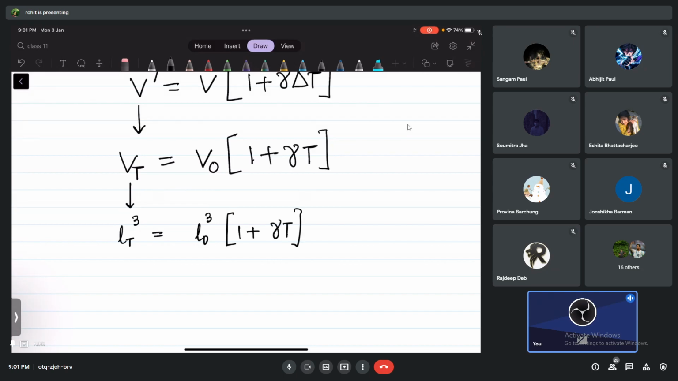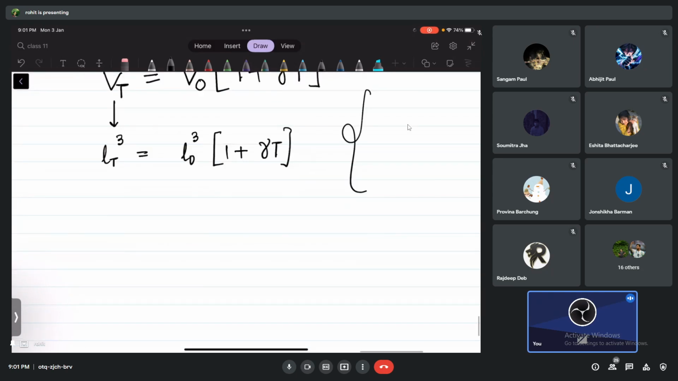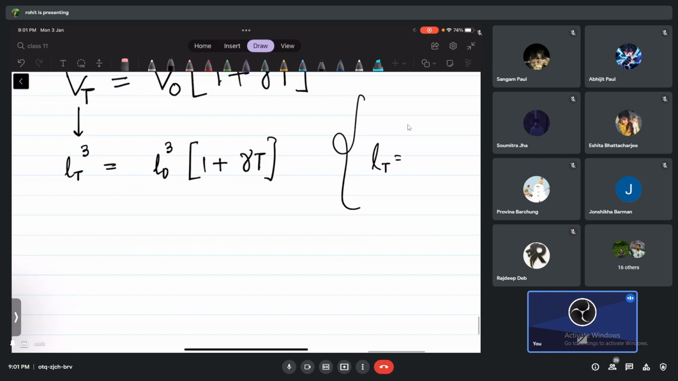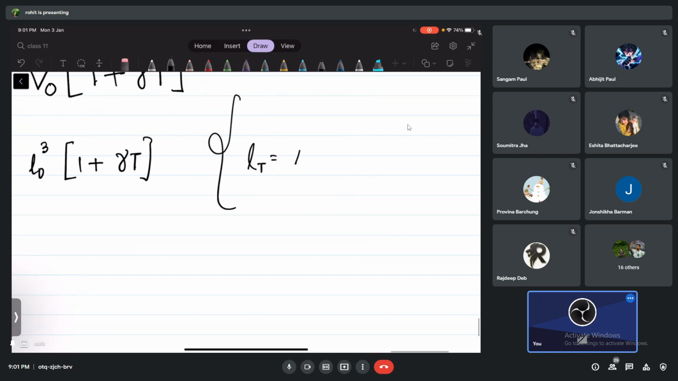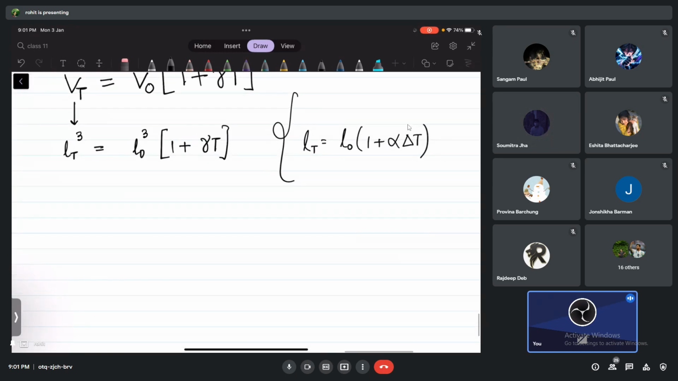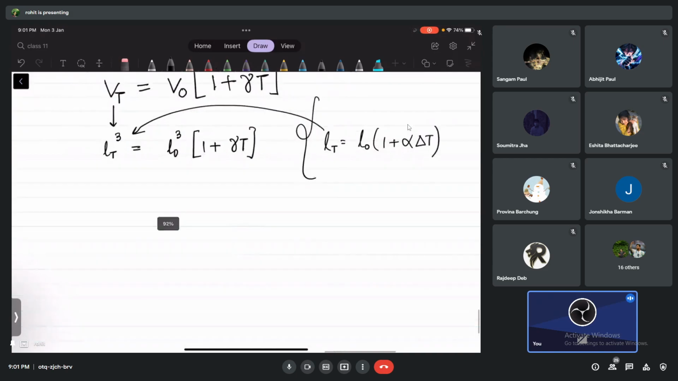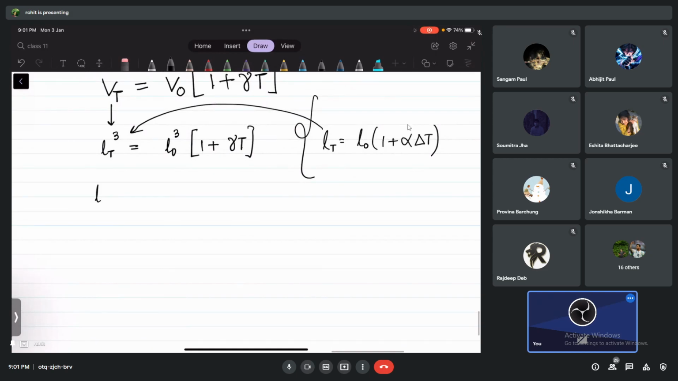Now again I need to bring in alpha, because we don't have alpha in this formula, right? We know how to bring in LT. The new length is the initial length times (1 plus alpha delta T). This is how it is going to enter here. So help me out. I have to write L0 cube times (1 plus alpha delta T).